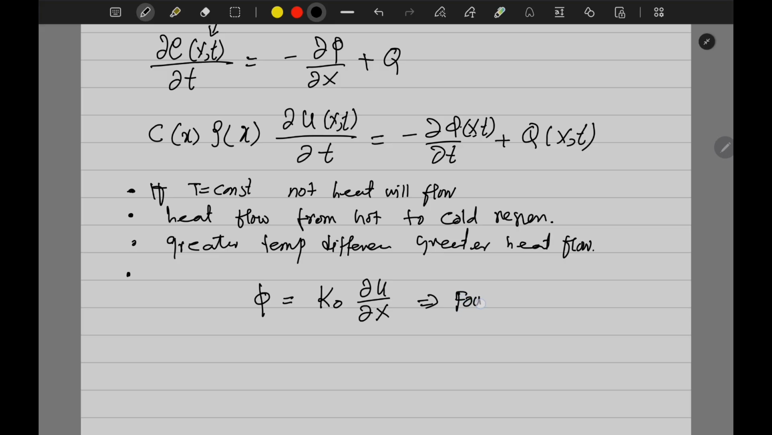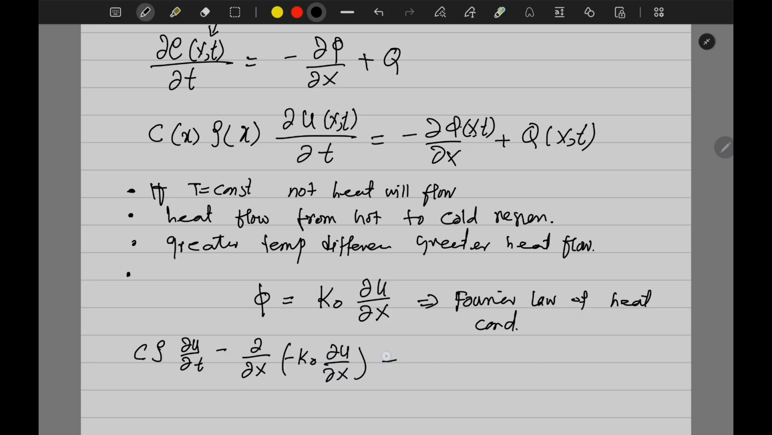So Fourier's law of heat conduction. Here du/dx is the derivative of temperature with respect to x. So it's the slope of temperature, or the gradient of temperature, right? If ∂u/∂x is greater than 0, then heat is traveling from right to left, and if it is less, vice versa. So let's plug the value into the above equation. So c ρ du/dt minus d/dx of k₀ du/dx, plus q.